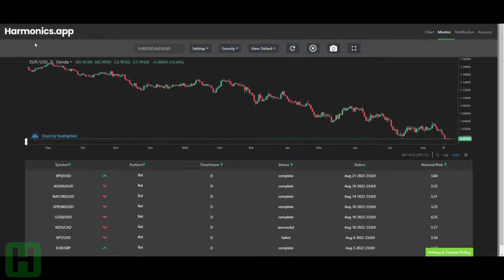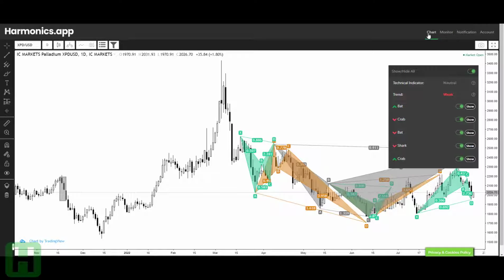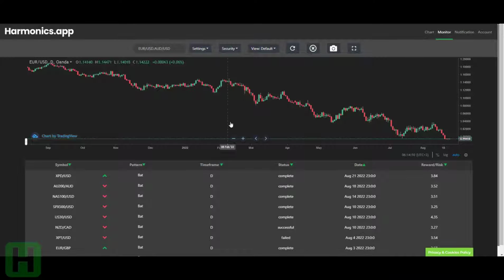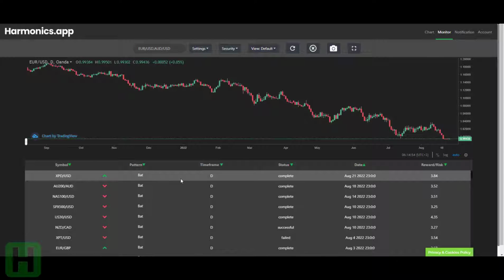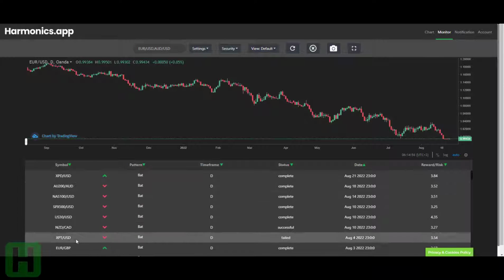When you get to the Harmonic app scanner, you have 4 menus in the upper right corner. First one is chart, second one is monitor, third one is notification, and the fourth one is account. First is the chart, where you make the analysis of the pattern you want to have analyzed. Second one is monitor, where you put all the settings and also the filters to check which patterns you have detected and on which symbol.